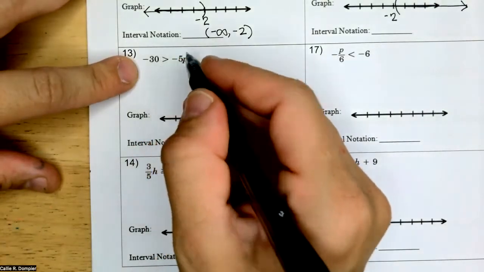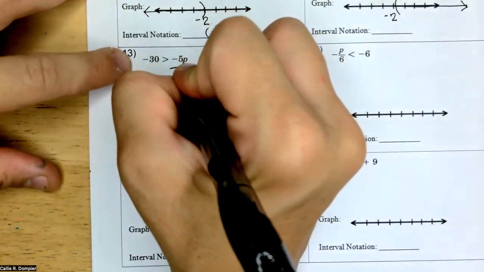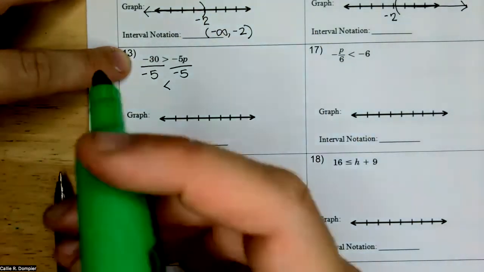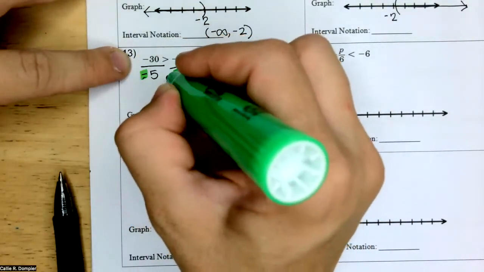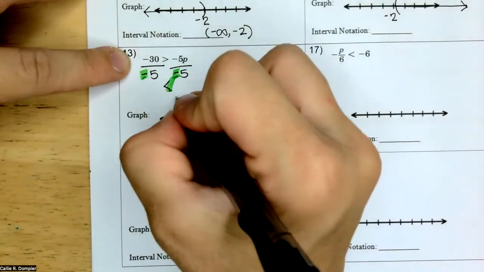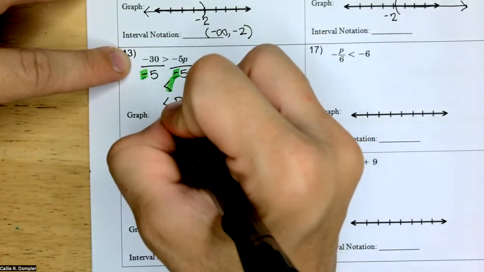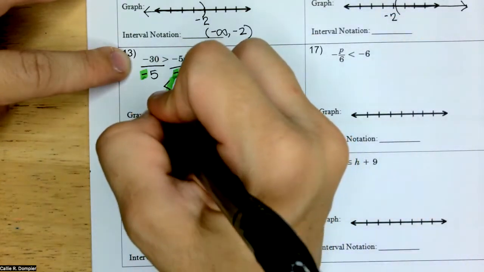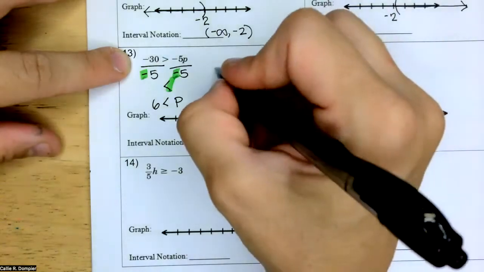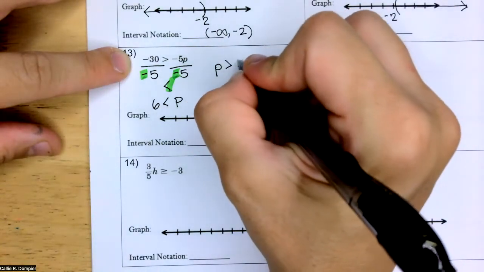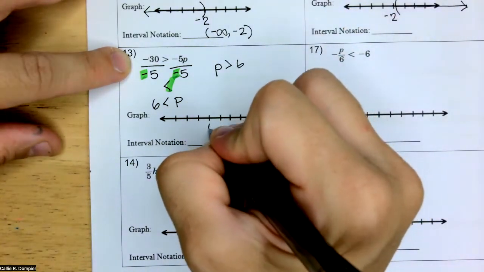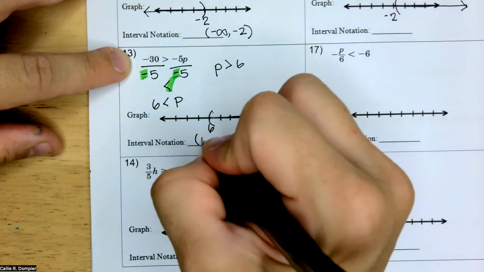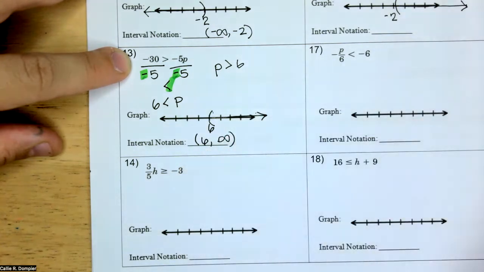Negative 30 is greater than negative 5p. Divide by negative 5. Divide by negative 5. Flip the sign because we're dividing by a negative. P is greater than 30 divided by 5 is 6, and negative divided by negative is a positive, so P is greater than 6. Here's 6. P is greater than that, so we'll start at 6, go to infinity.